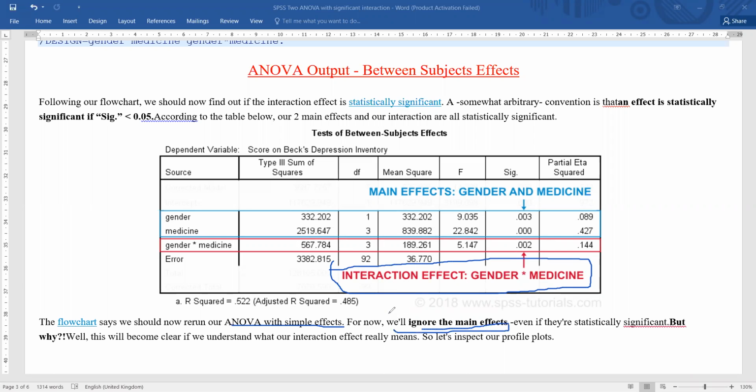Why are we ignoring the main effect? Because the interaction is significant. So we have to break our data file with respect to male and female and then analyze the one-way ANOVA two times: one time for males, the effect of different medicines on males, and one time for females, the effect of different medicines on females.